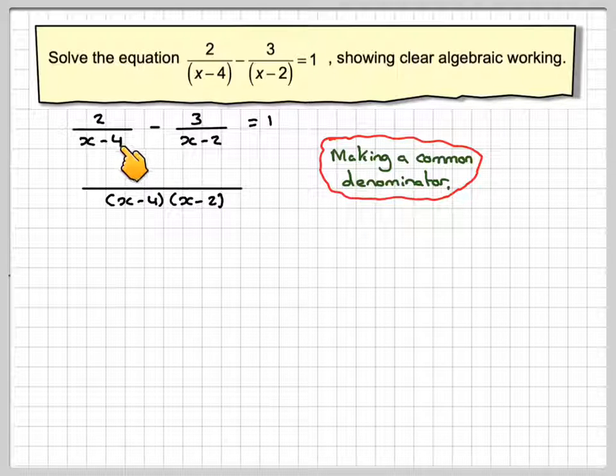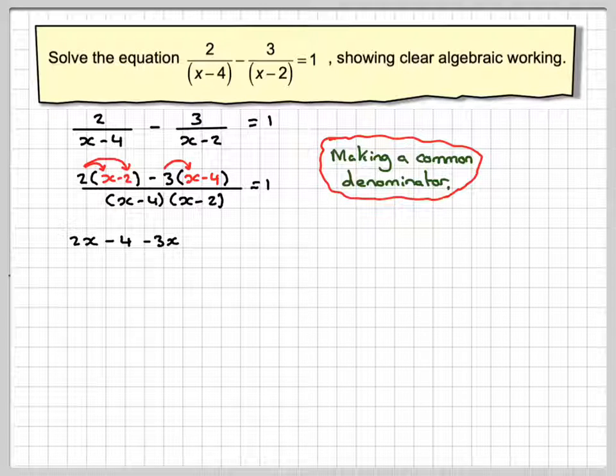Now, if we've multiplied this by x minus 2, then we also now have to multiply the 2 by x minus 2. So we've got 2 times x minus 2. And then this x minus 2 has been multiplied by x minus 4. So we now have to multiply the 3 by x minus 4, and that's still equal to 1. So expanding these brackets, we're going to have 2x minus 4 minus 3x, and then a minus times a minus will make a plus 12.